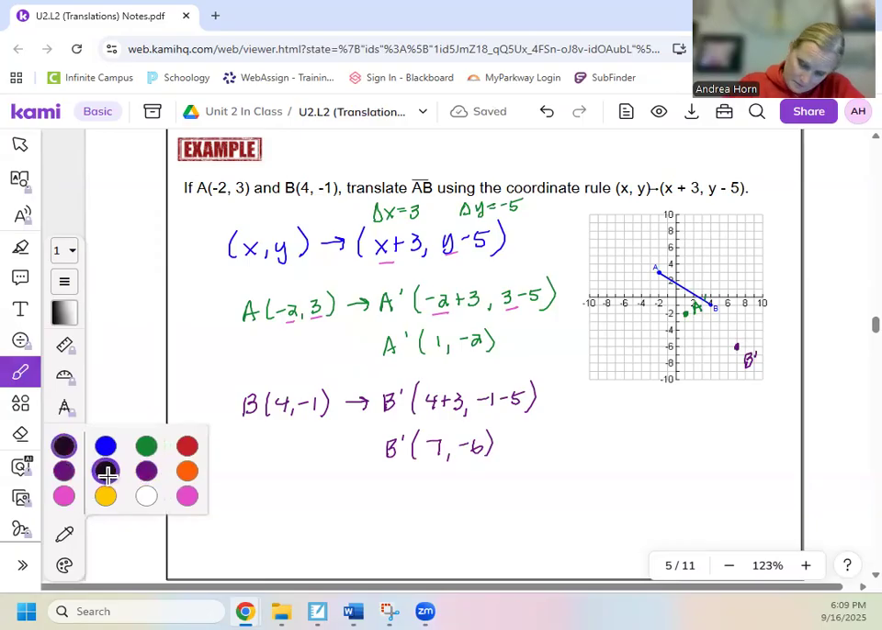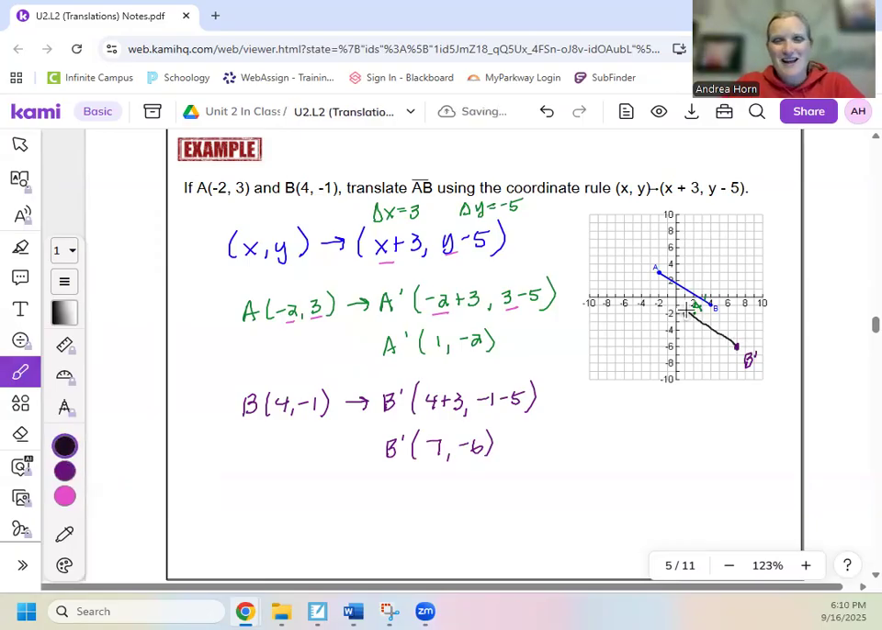And again, we got to make sure that we connect our dots so that everything gets connected. Okay. So again, kind of the purpose of the rule is that we don't necessarily have to do it on the graph. We can get the points. We can figure out what our image points are using our pre-image points and using our rule. That gives us our image points, and then we can go to the graph. So it's kind of like doing it a little bit backwards.